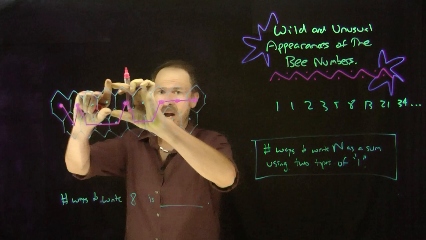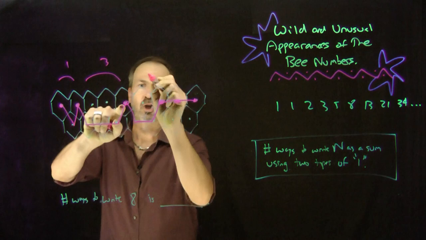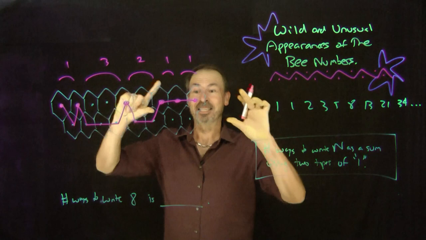I've got 9 cells on top, there's 8 spaces between them, that matches the 8 cells on the bottom. So from there to there, I went 1 space. From here to here, I went 1, 2, 3 spaces. From here to here, I went 1, 2 spaces. From here to here, I went 1 space, and here I went 1 space. Great. 1, 3, 2, 1, 1, adds up to 8. Yep, that's all 8 spaces. That's a decomposition of the number 8.